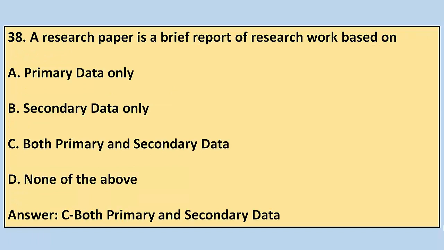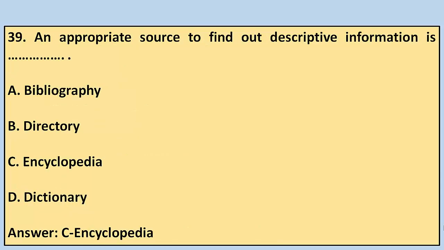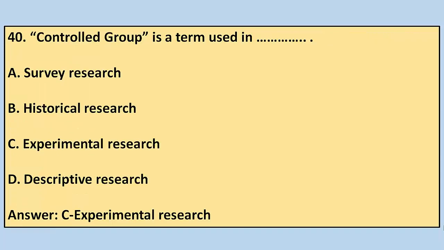A research paper is a brief report of research work based on primary data only, secondary data only, both primary and secondary data only, none of the above. Answer is C. Both primary and secondary data only. An appropriate source to find out the descriptive information is A. Bibliography, B. Directory, C. Encyclopedia, and D. Dictionary. Answer is C. Encyclopedia.